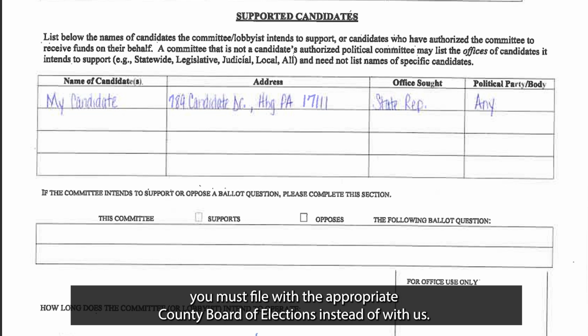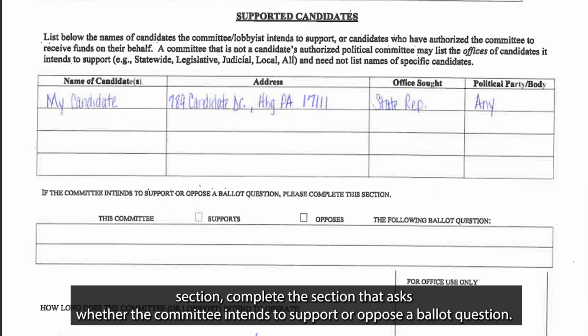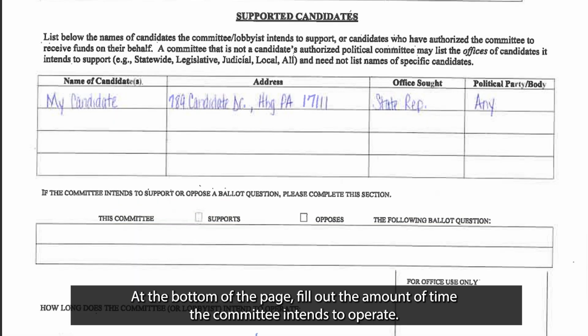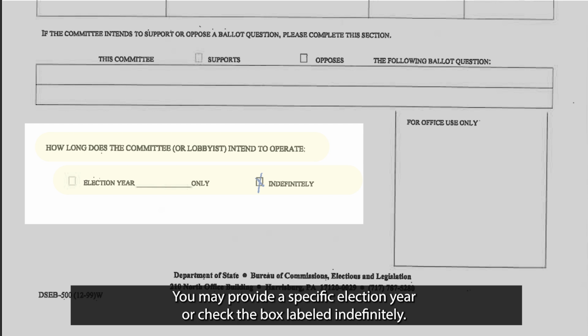After completing the supported candidate section, complete the section that asks whether the committee intends to support or oppose a ballot question. At the bottom of the page, fill out the amount of time the committee intends to operate. You may provide a specific election year or check the box labeled indefinitely.